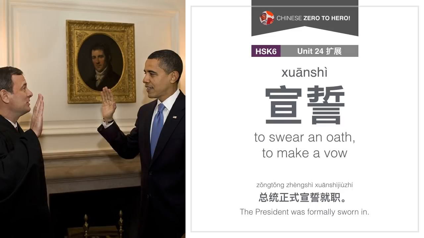And in HSK 6, we also learned the word 宣誓, meaning to swear an oath, to make a vow. 发誓 is more like a personal vow, whereas 宣誓 is more like a public vow, as in when a president swears into office. 总统正式宣誓就职. The president was formally sworn in.